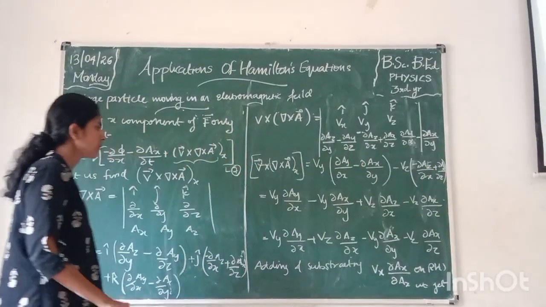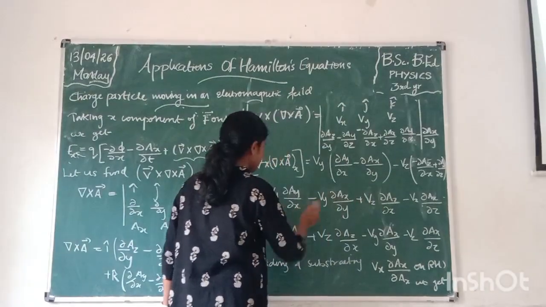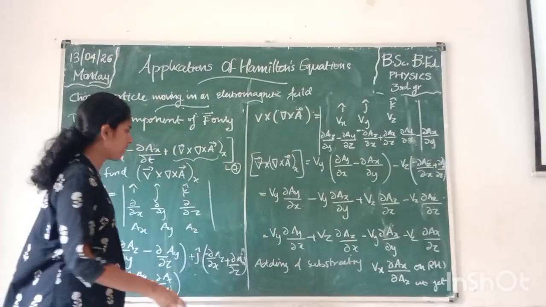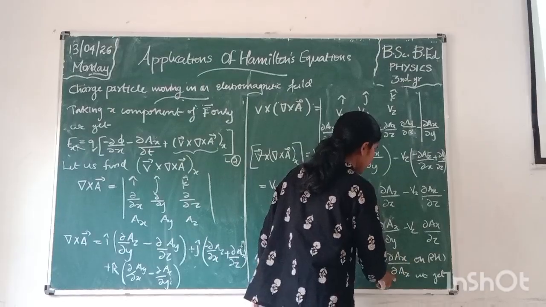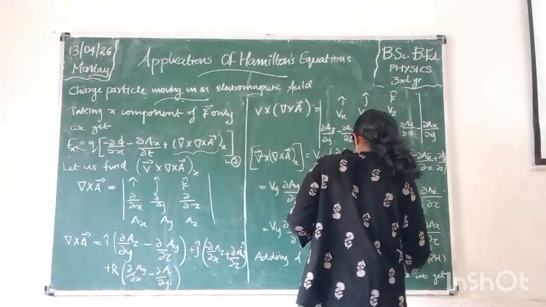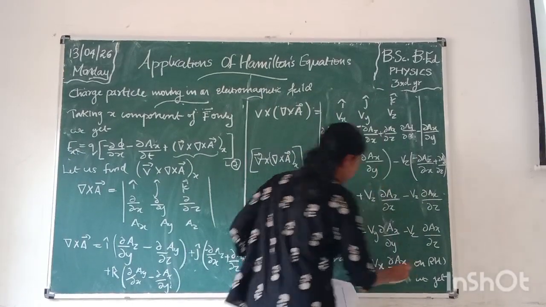So in the next step we take these plus terms together and minus terms together. Then we are adding and subtracting dx ∂a_x/∂x on the right side.